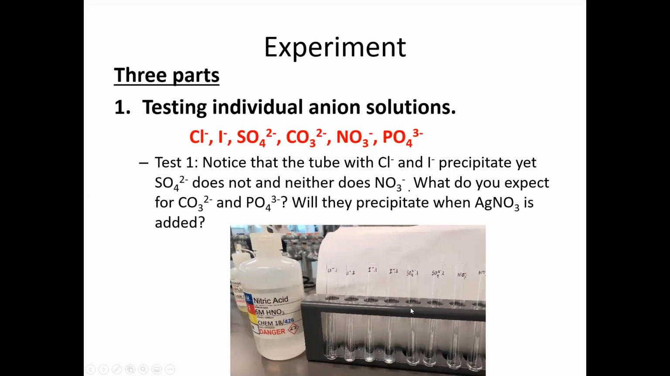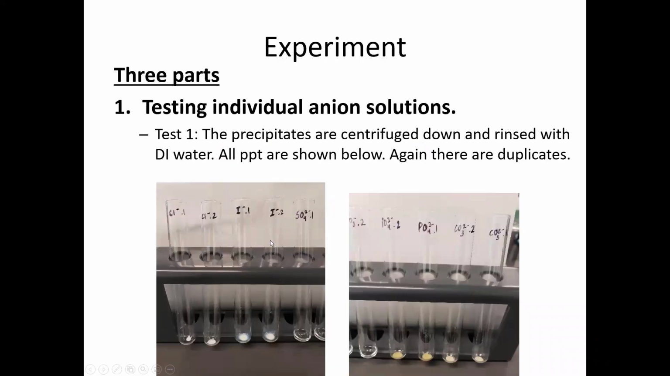In this case, you can see the sulfate and the nitrate test tubes are clear, meaning no reaction happened in those 2 anions. This is a close look at the precipitate. There's silver chloride down at the bottom there, and the silver iodide here. This is the phosphate, a yellowish precipitate, and the carbonate. There's silver carbonate at the bottom there.